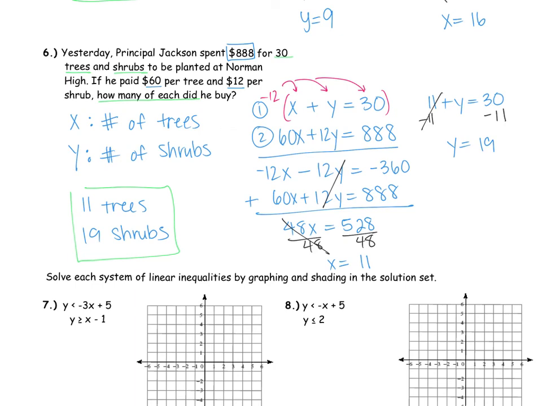And there we go. And again, I had to declare my variables first, make two equations using the information that was given, use elimination to solve for my variables, and then write my answer in context of the story problem.